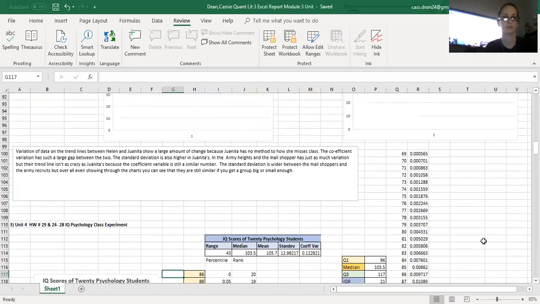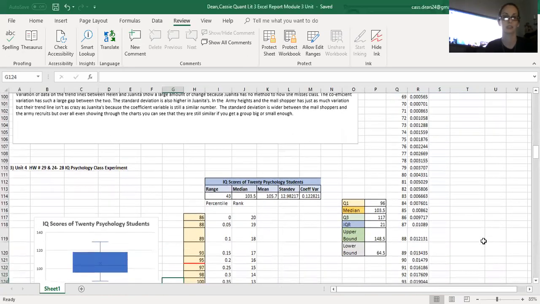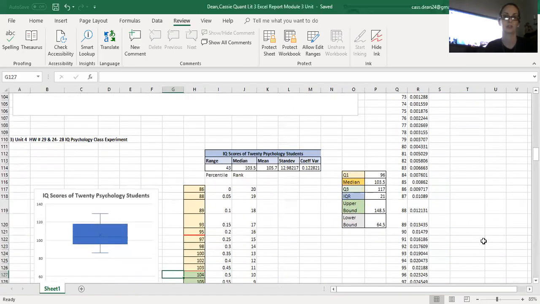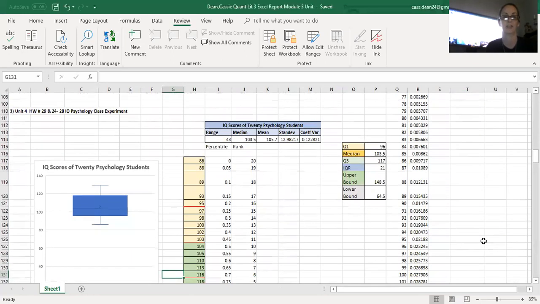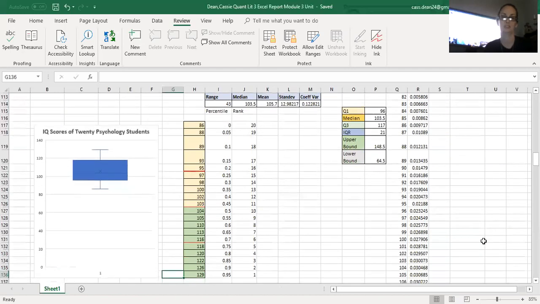This one was super fun. Oh my goodness. The IQ scores of 20 psychology students, but somehow we went to like 1,922. Upper and lower. The IQR. There's the bars and whiskers again.